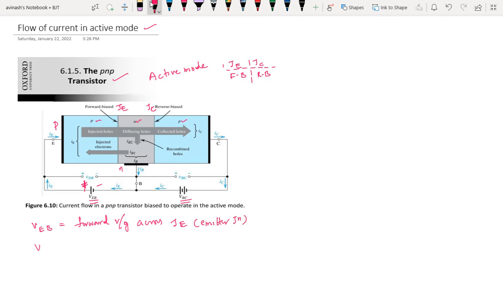In the same way, what is VCB or VBC? It is nothing but the reverse voltage across JC. What is JC? JC is the collector junction.